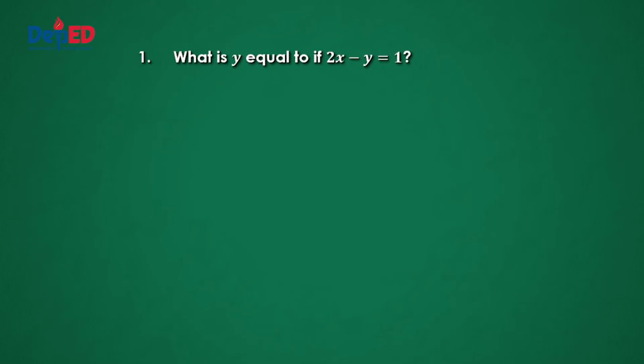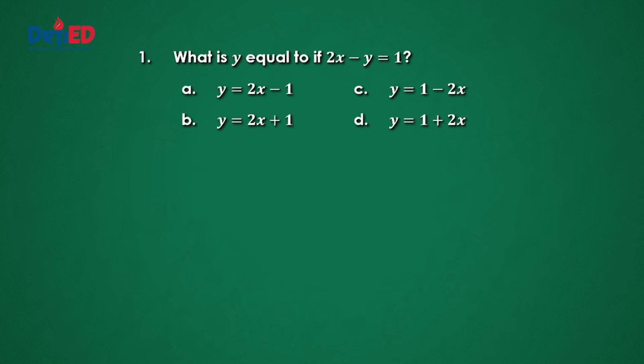Number 1. What is y equal to if 2x minus y is equal to 1? A. y is equal to 2x minus 1. B. y is equal to 2x plus 1. C. y is equal to 1 minus 2x. Or D. y is equal to 1 plus 2x.